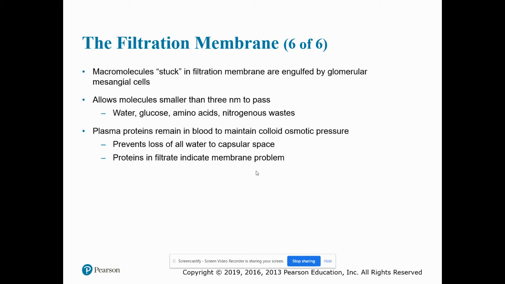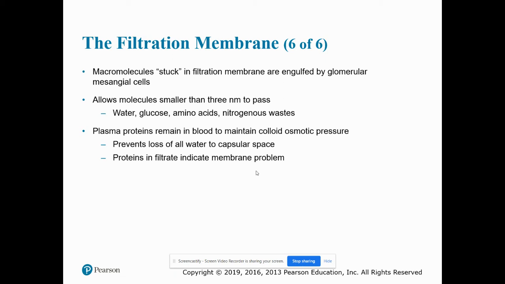Macromolecules that get stuck in the filtration membrane are engulfed by glomerular mesangial cells. The filtration membrane is going to allow molecules smaller than 3 nanometers to pass. This is going to be molecules like water, glucose, amino acids, nitrogenous waste. However, plasma proteins are going to remain in the blood to maintain colloid osmotic pressure.